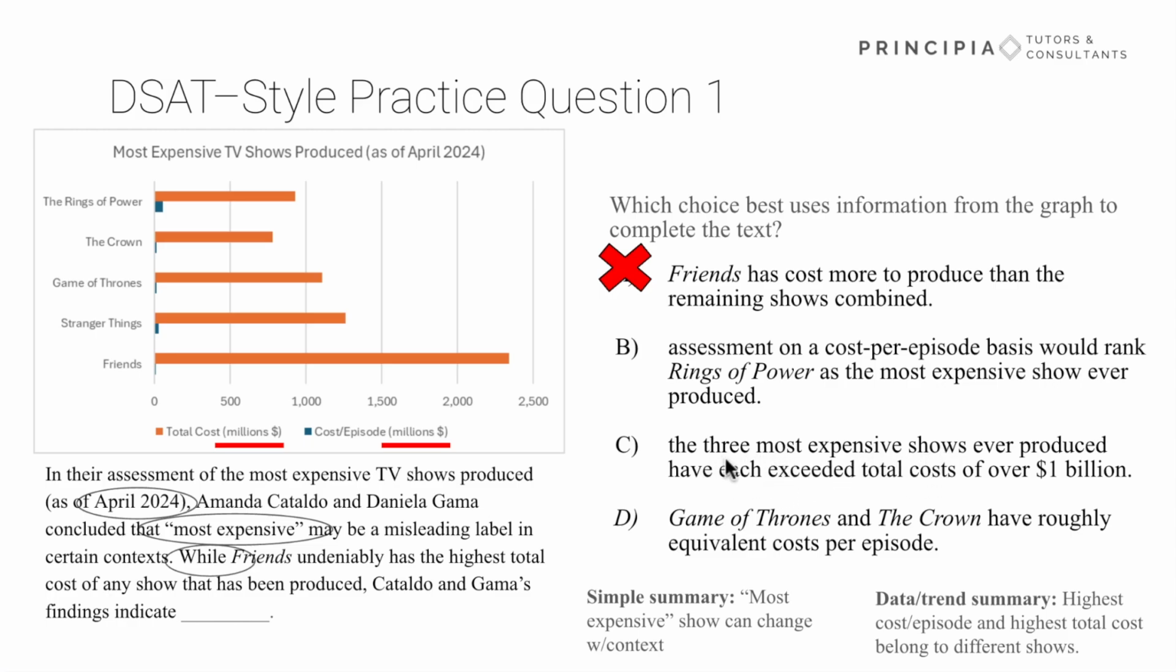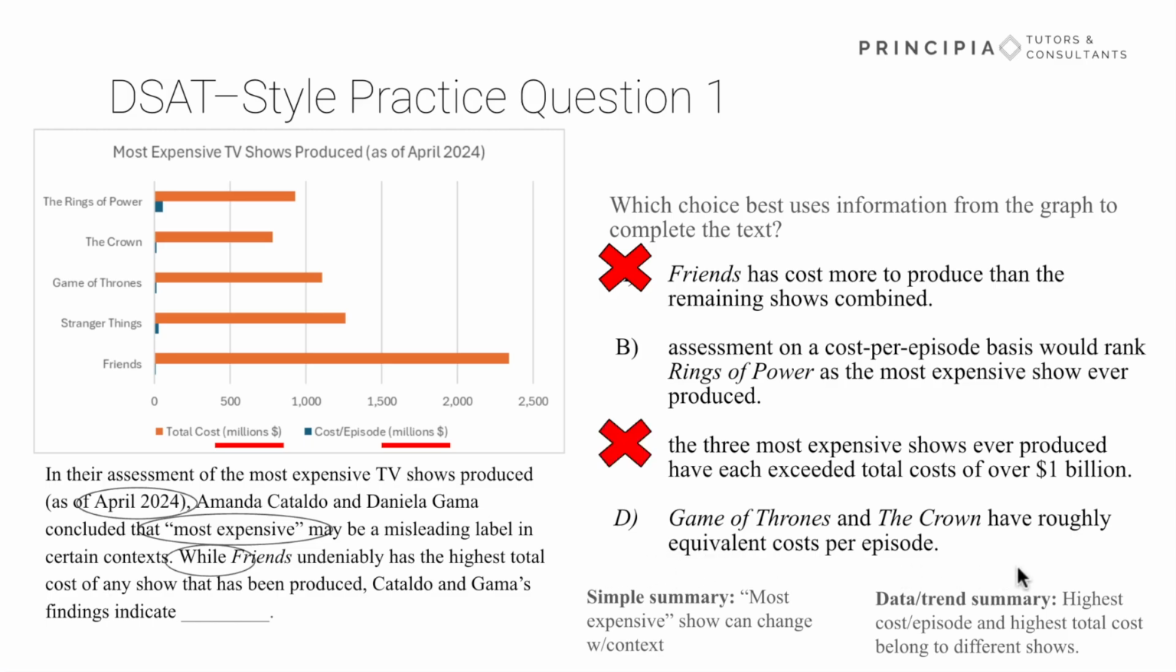And so if we look at choice C, 3 most expensive shows ever produced have exceeded total cost of over $1 billion. This is true. Game of Thrones, Stranger Things, and Friends have all done that, and the data supports it. However, we're trying to fill in with information that would pivot away from Friends being the most expensive in a certain context. This in C does not provide additional context for that. It just lets us know that 3 shows have exceeded costs of $1 billion to produce. And so C being slightly off topic would rule it out.